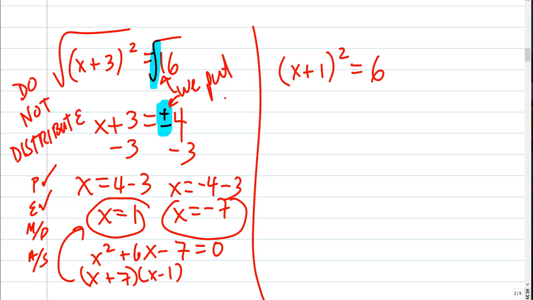This is really the easiest way. We undo the squaring by square rooting both sides. We're left with x plus 1 on the left side. On the right side, the square root of 6. Don't forget plus or minus square root of 6.